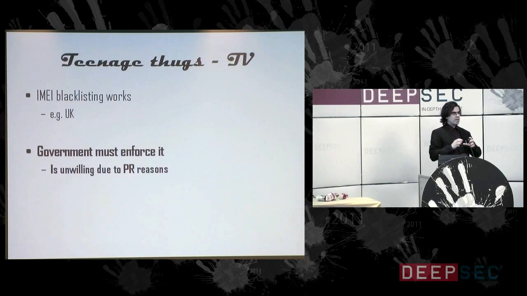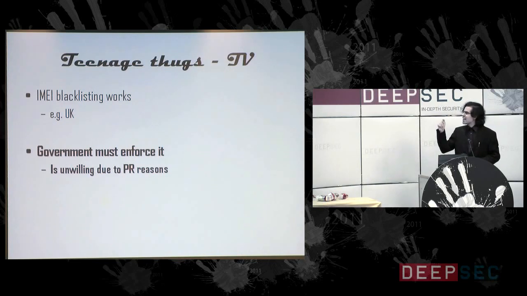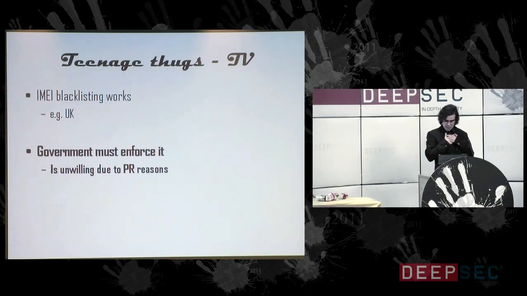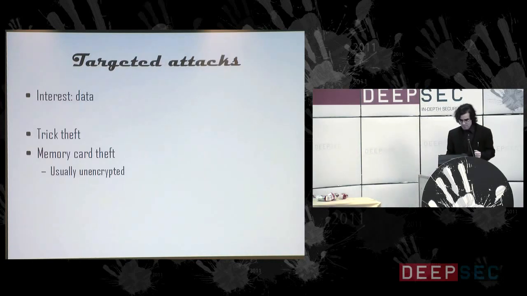There is one way to stop these kinds of cell phone thefts. And this way is an email blacklist. And it works extraordinarily well, for example, in the UK. But the problem is this, the governments don't want to enforce it. Because if you as a government admit that you've got a problem with petty theft, who would vote for a government which can't control crime? Who of you would? Nobody. All of you are smart and honest. Very good. And then, of course, there are also the targeted attacks. If the person wants his phone, he steals his phone, gets out the memory card, the data is usually unencrypted.